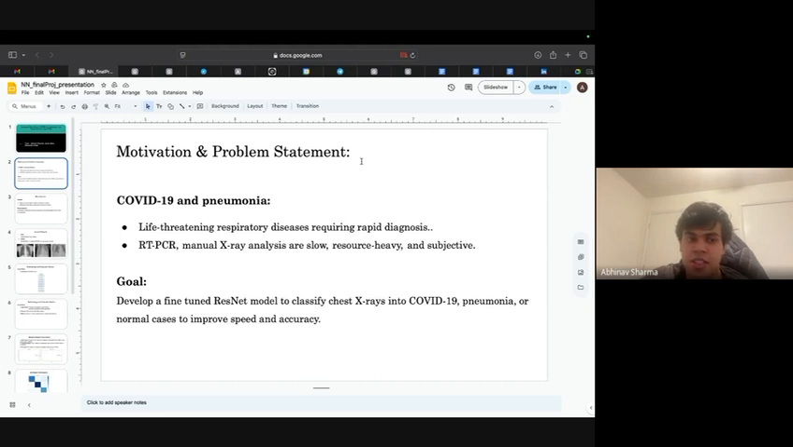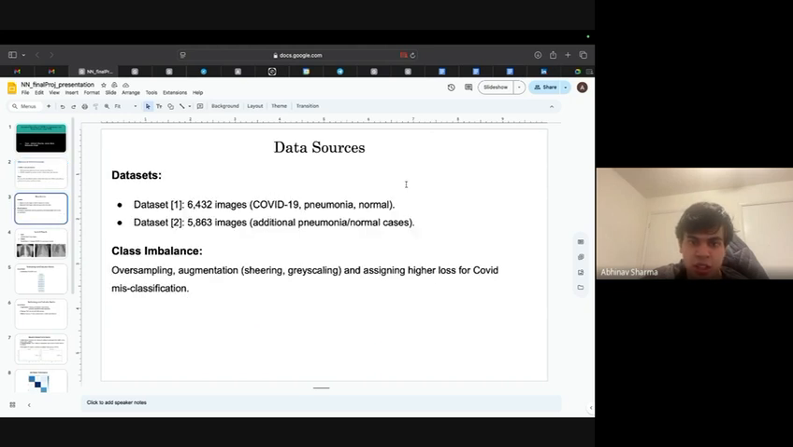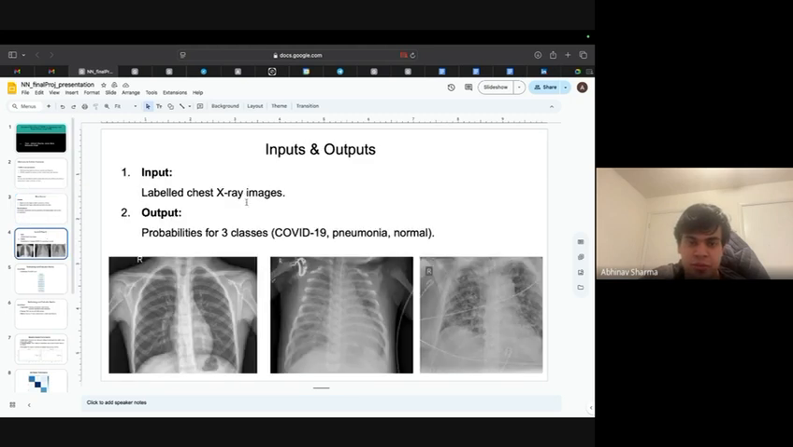for automating this detection. Our data sources are two publicly hosted datasets on Kaggle. The EDA on these data sources specified that there exists a class imbalance, which we countered by doing oversampling, augmentation, and adjusting weights to account for the lower number of COVID-19 cases. These are samples of COVID-19, pneumonia, and normal images specifically.